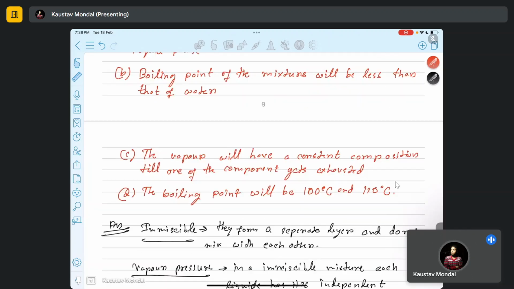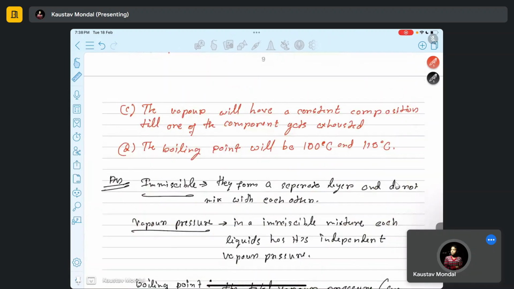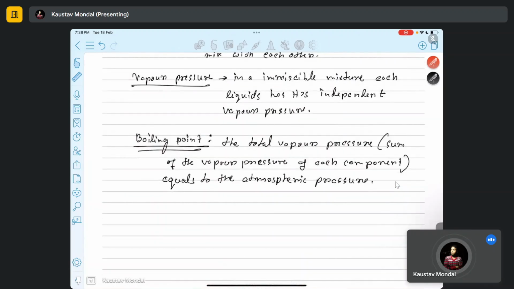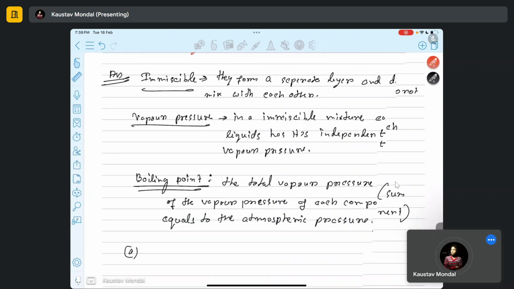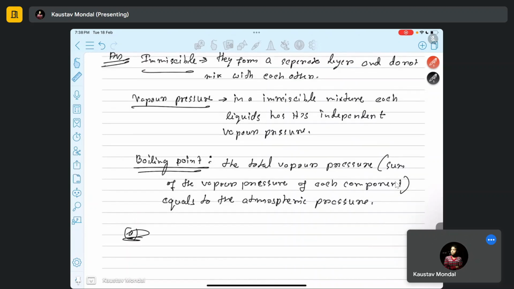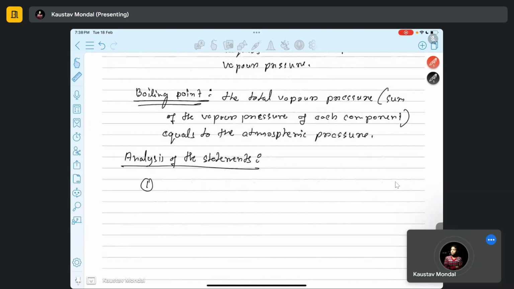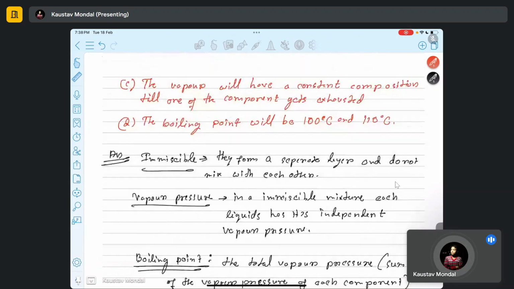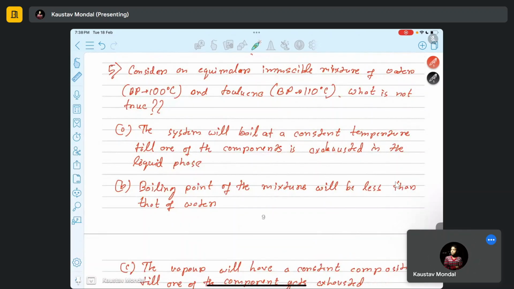Now we are checking the analysis. We will simply do the analysis of each statement. So let's check statement one. Okay, so I just write it in place. Analysis of the statements. Basically, we have to find out which is not true, that means false, out of these four given statements. So statement one basically tells us the system boils at a constant temperature till one of the components is exhausted in the liquid phase.